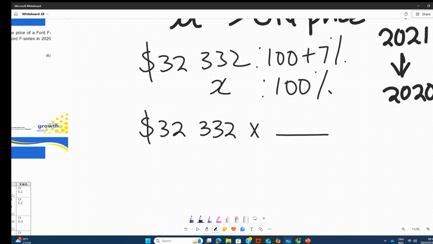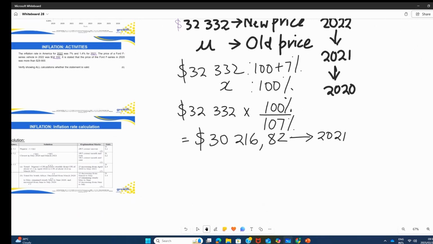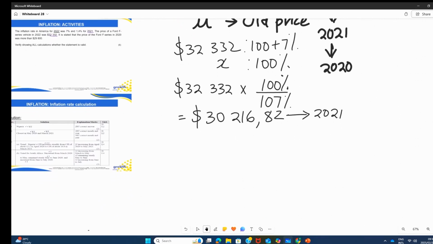What do we write in our numerator? We write the percentage of what we are looking for. We are looking for the old price. Then at the denominator, we write the percentage of what we have. We have the new price now. 100 plus 7 will give us 107%. Then when we do that calculation, we'll get the answer being $30,216.82. So this price is for 2021. So we are not done because our interest is in 2020.